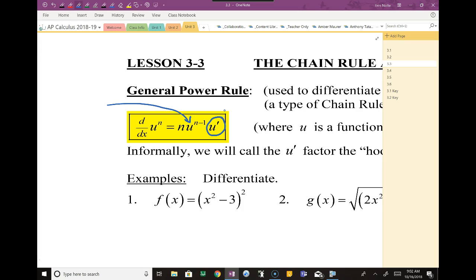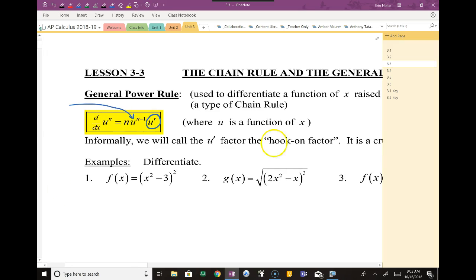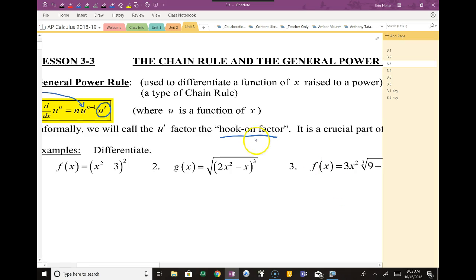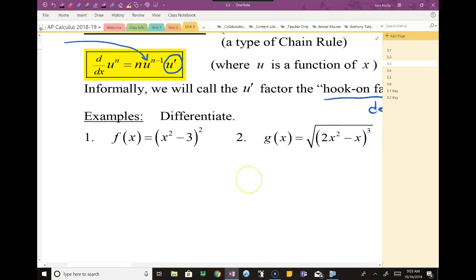The textbook that we use here calls this the hook-on factor. The hook-on factor is the derivative of the inside. Derivative of the inside. Hook-on factor. Yeah, you're right. I called it stuff last year, didn't I? You did. Okay.